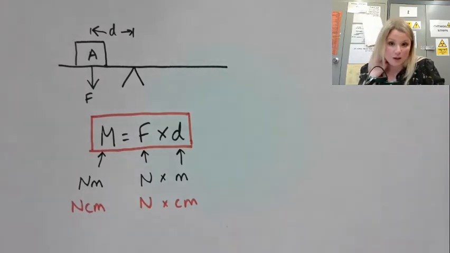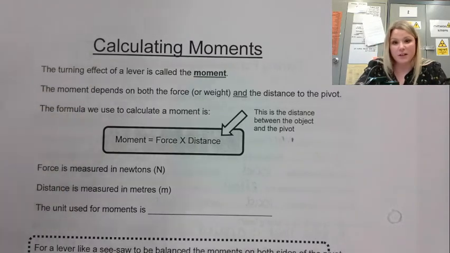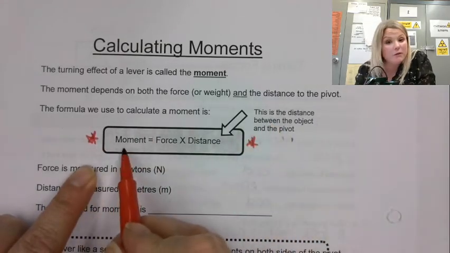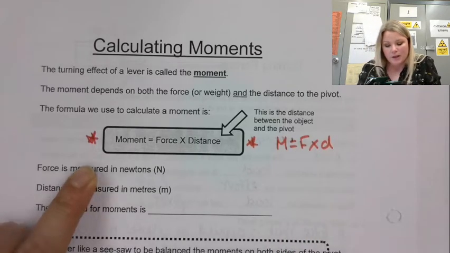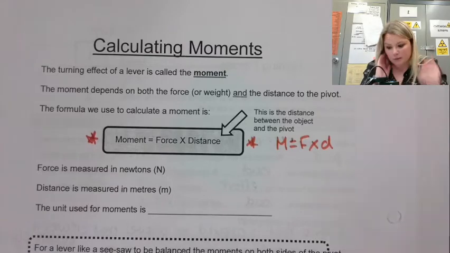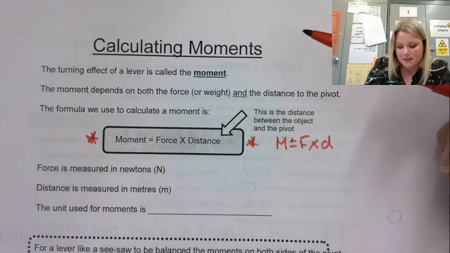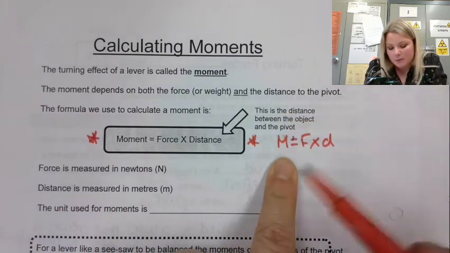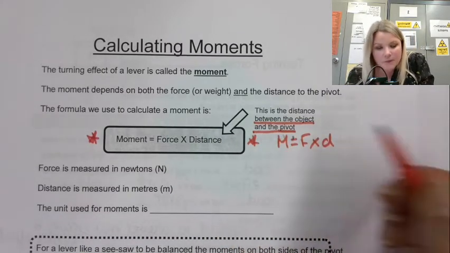Now, let's have a quick look at our notes here and fill things in. So I'm on page 60 in our notes, and this is just the notes on everything I've just been talking about there. Make sure you learn this equation, and remember, we don't have to write it out in words every time. It's perfectly fine to write M equals F multiplied by d. A couple of points I want to make. Moment depends on both the force, which can be a weight or just the pushing force, and the distance to the pivot. This is the formula we use, moment equals force multiplied by distance, and remember that that distance is the distance between the object and the pivot.